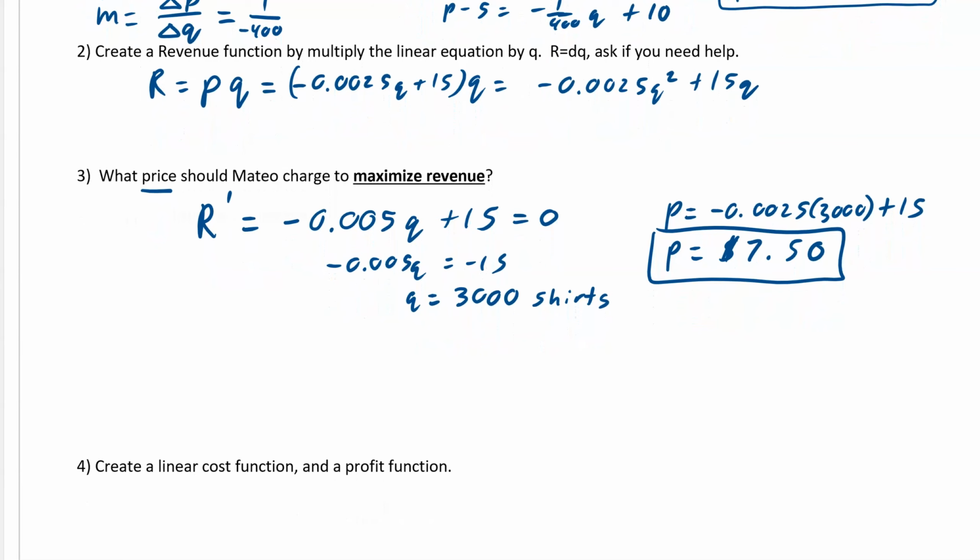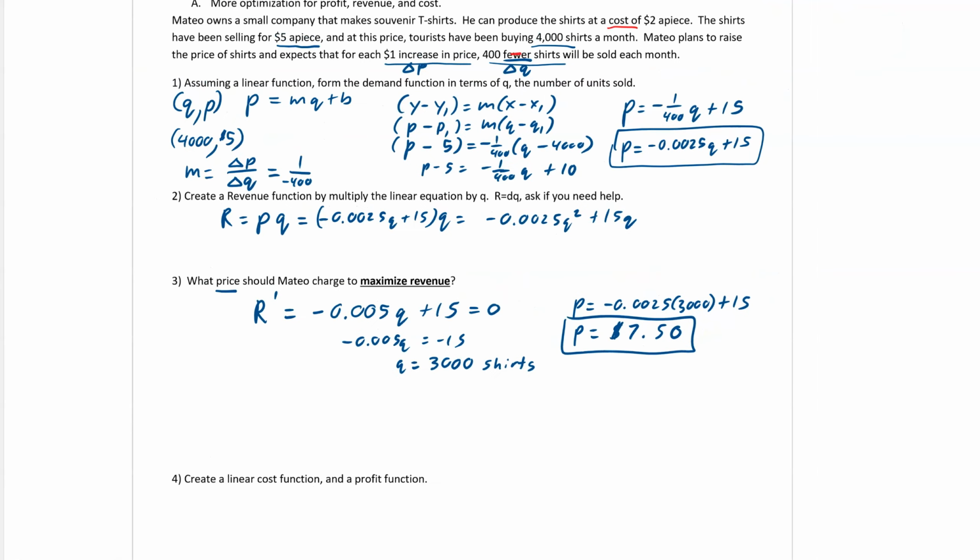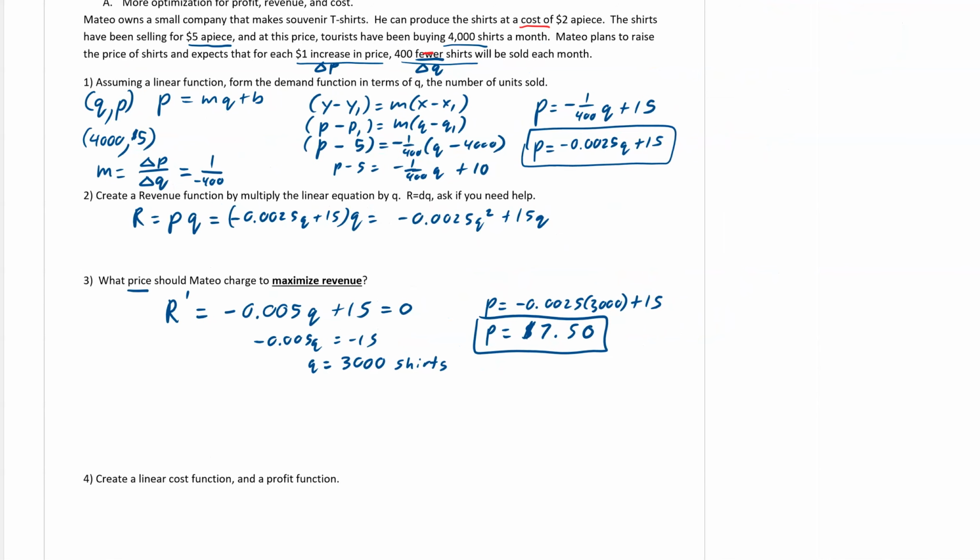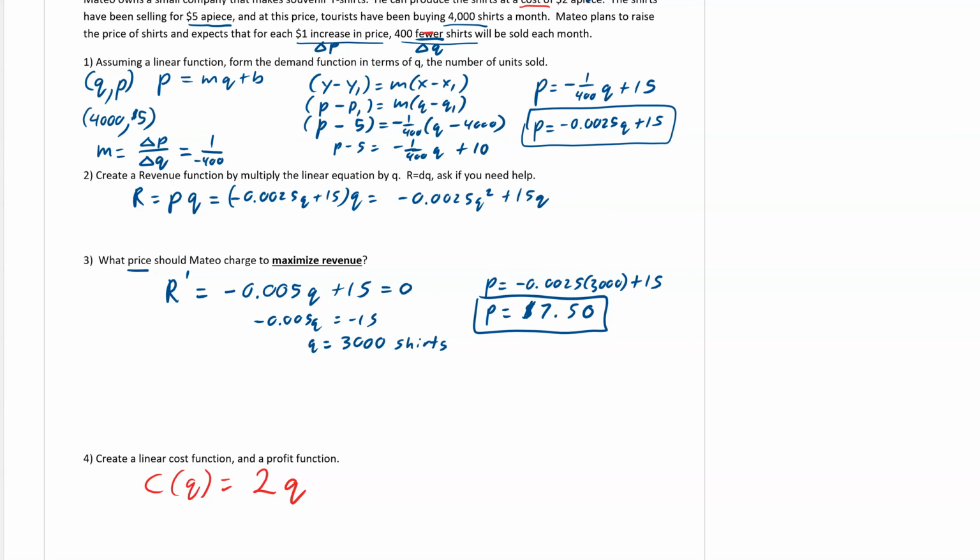Okay, but let's actually see what's going on here with the cost and the profit. So if we go back to the cost, he says he can produce shirts at a cost of $2 a piece. Now the pieces are Q. So that would make our cost function in terms of Q just 2Q. And then now we can create a profit function in terms of that. Profit is revenue minus cost.